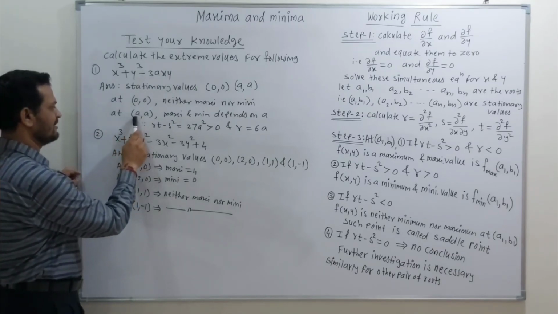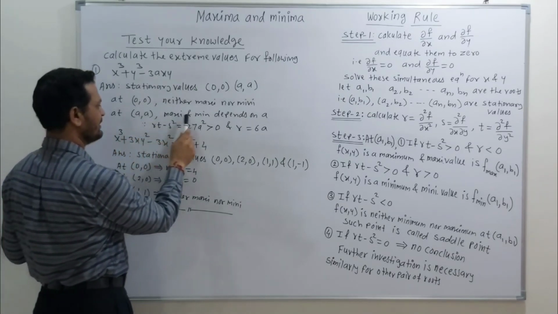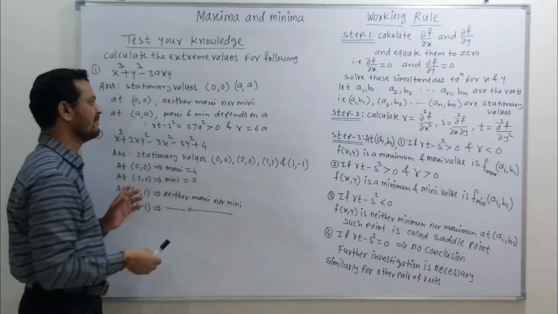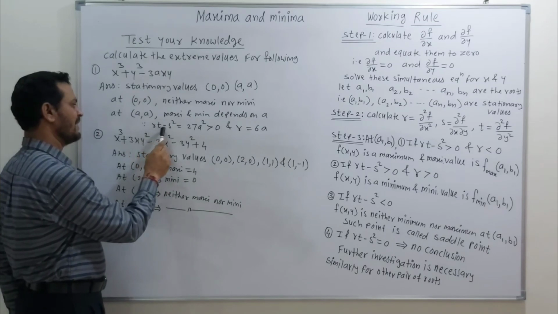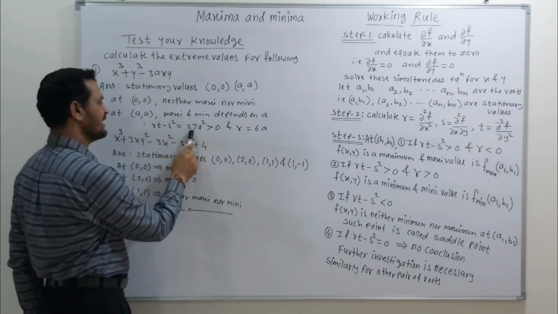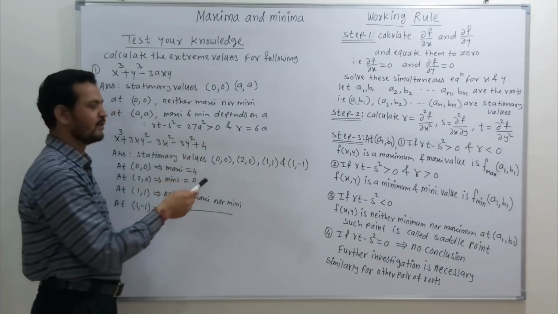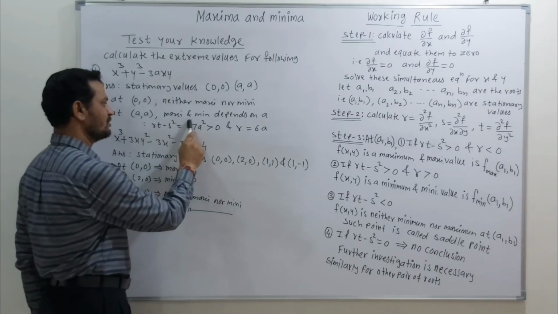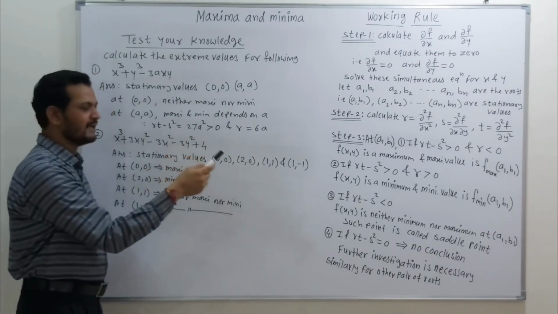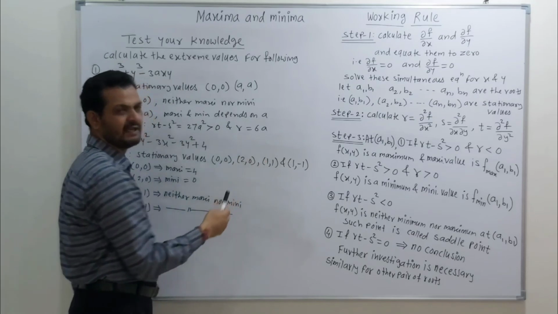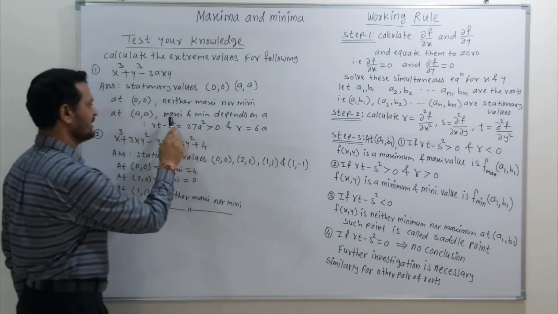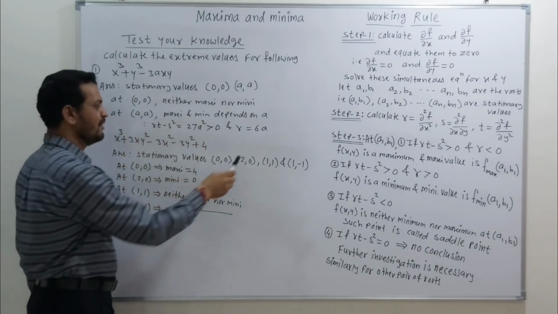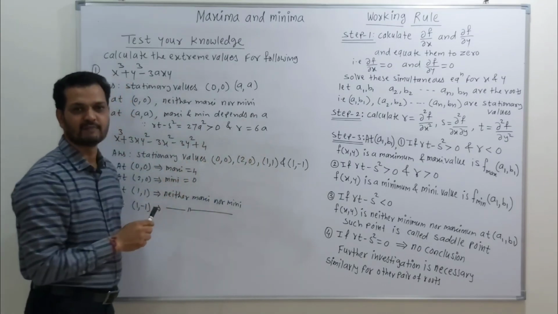And for the second stationary value (a, a), function is either maximum or minimum, which depends on the value of a. That means after calculating the value of rt minus s square, we get this as 27a square. Square of any number is positive, so this total term is positive. But here the value of r is 6a, and a is unknown, so that's why this function is either maximum or minimum, depending on the value of small a.